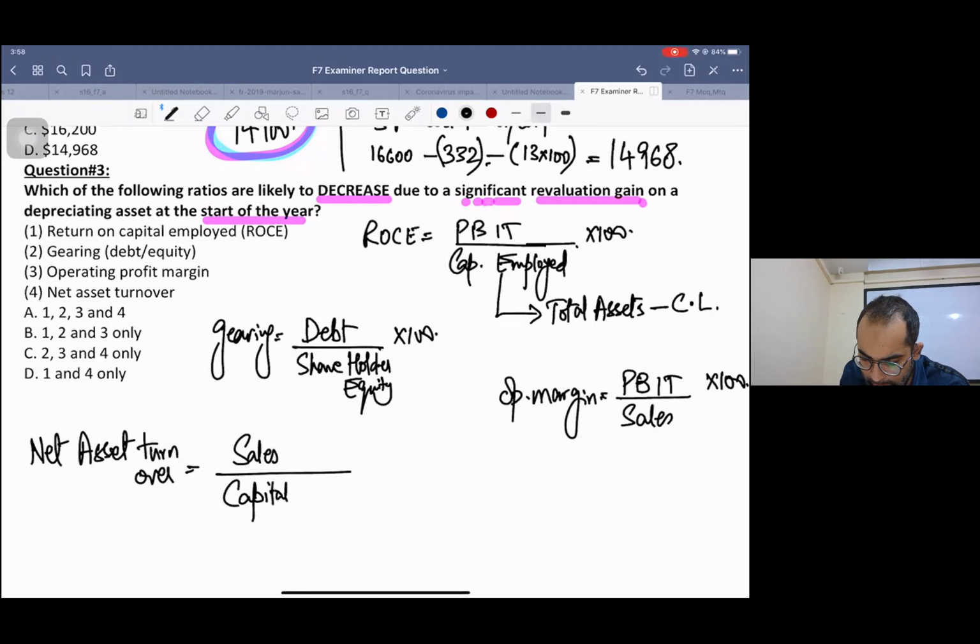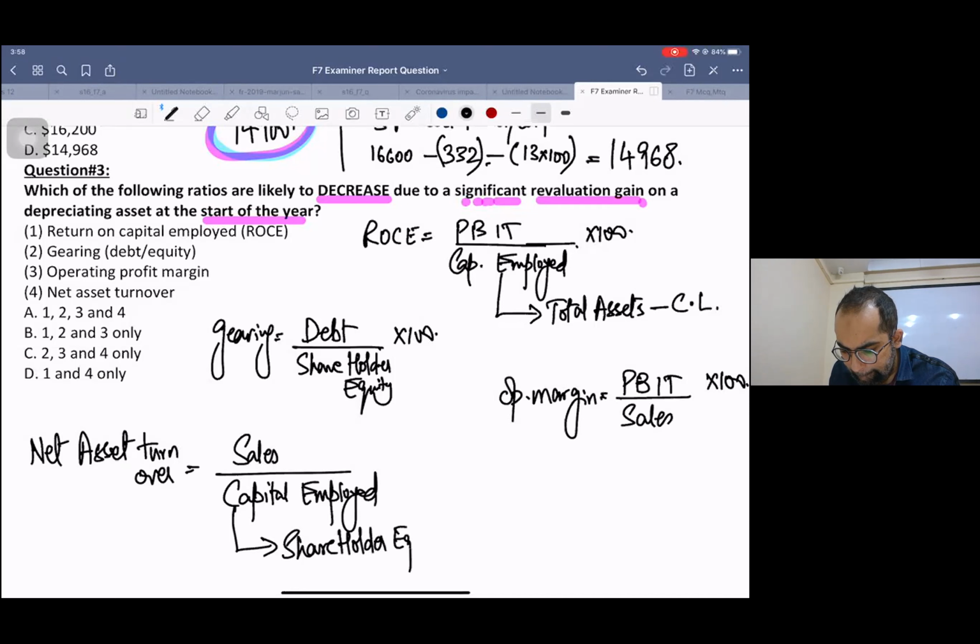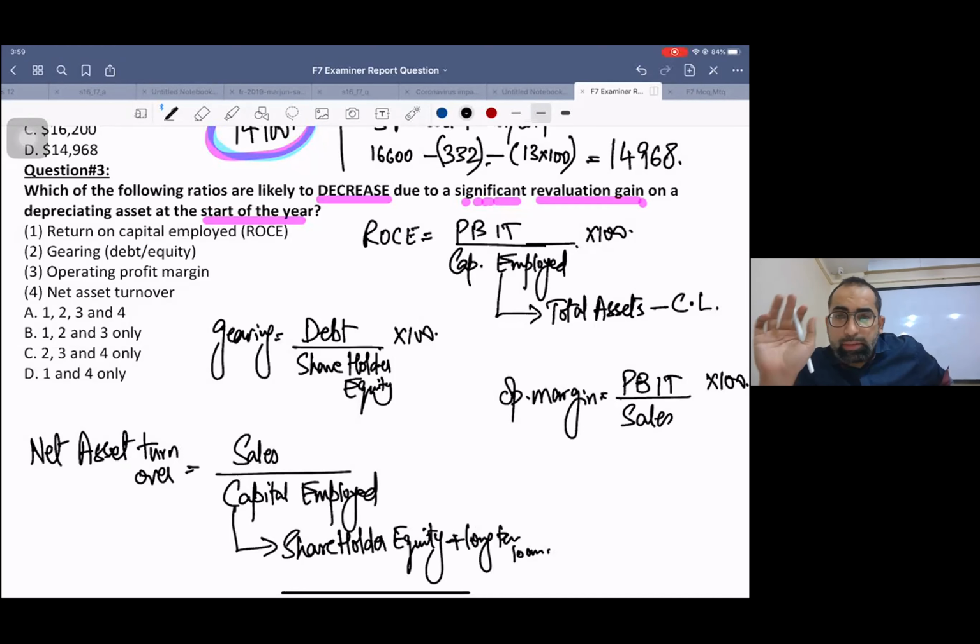And you can use the formula of capital employed as total assets less current liabilities, or one more formula, let me use here: shareholder equity plus loan notes, plus long term loan. Now see, just wait, this is the real question.